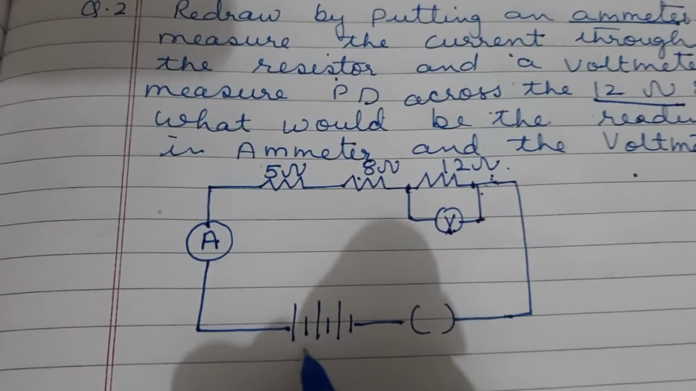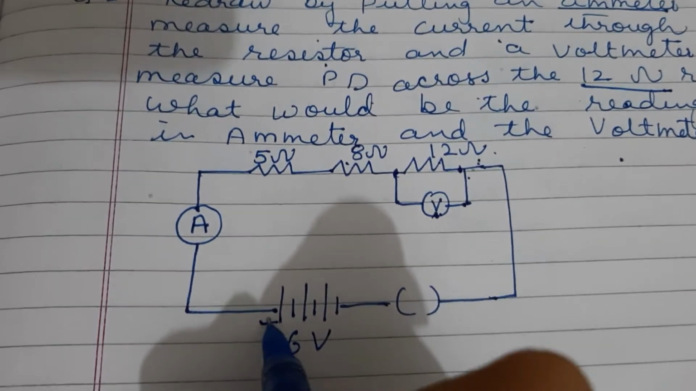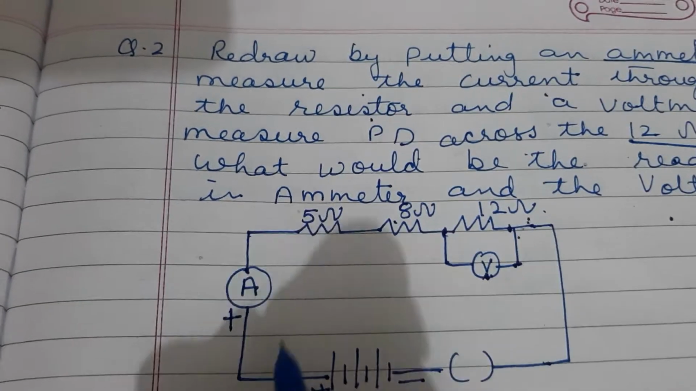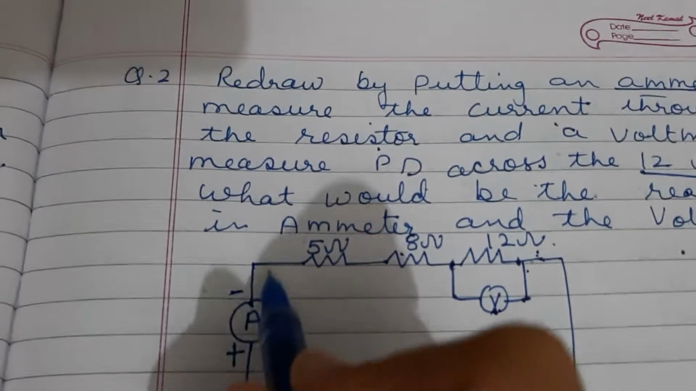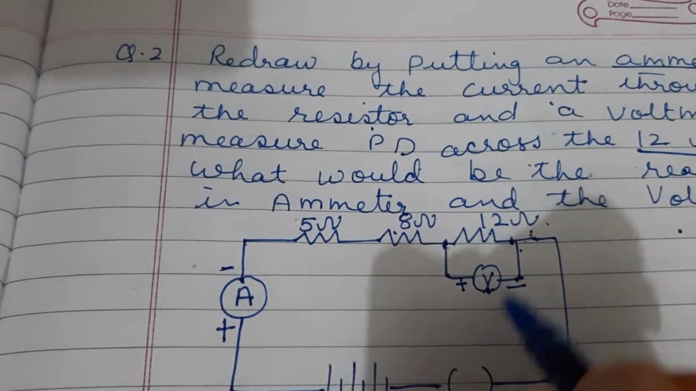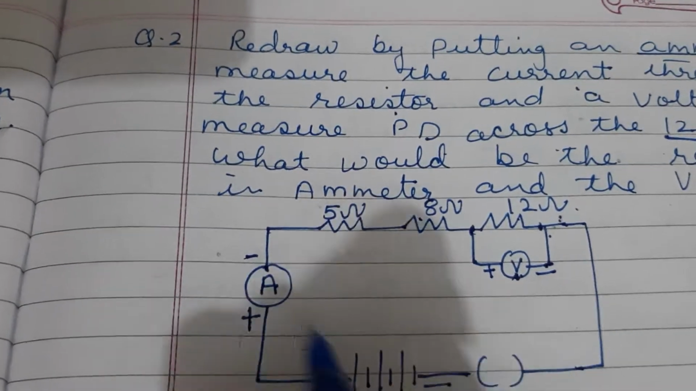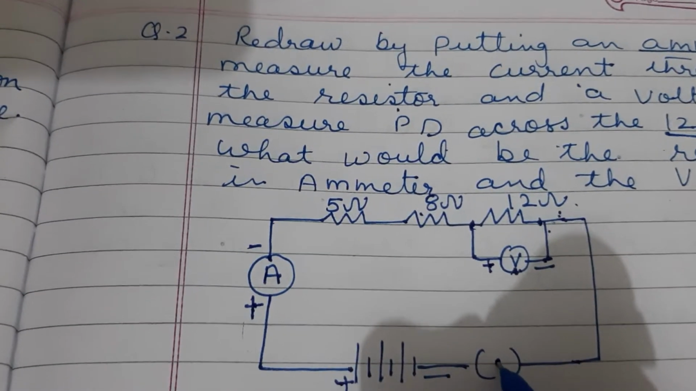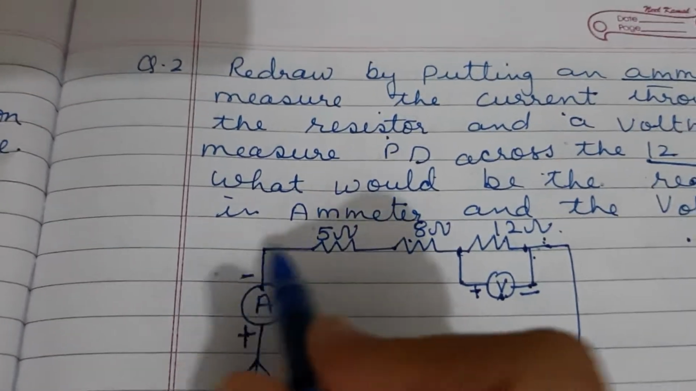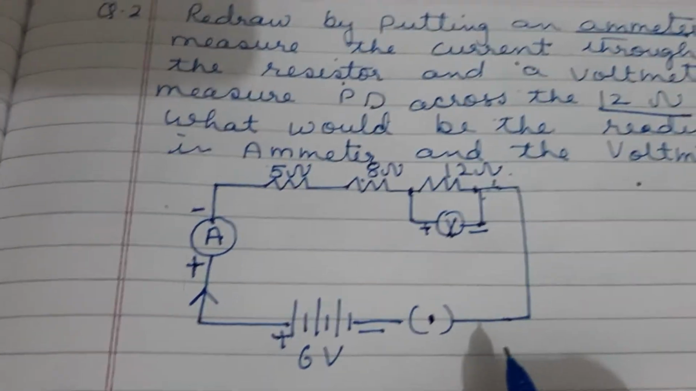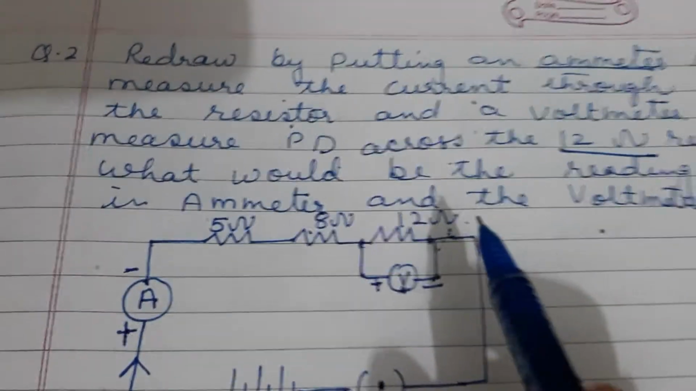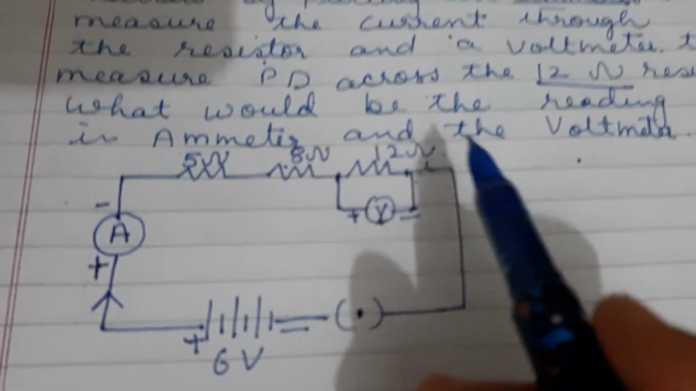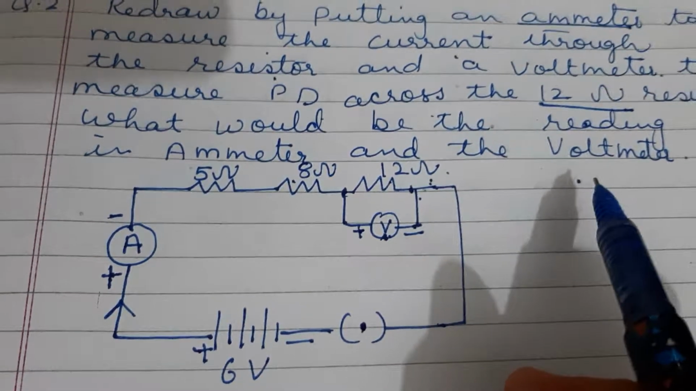Now again a very important thing, this is 6 volt, this is the plus sign, this is the minus sign. Now on the ammeter also we have to apply signs, this is plus, this is minus. And again the voltmeter plus sign, in the direction of the current: here plus, here also plus, then here also plus. Now the plug key is closed, so the current is flowing through this. Now we have to find out the reading of the ammeter, that is the value of the current, and the reading of the voltmeter.